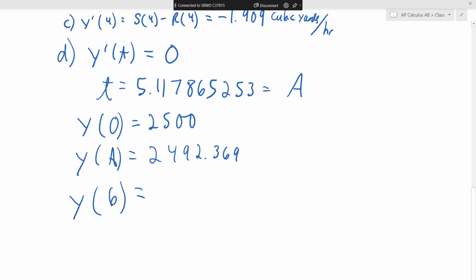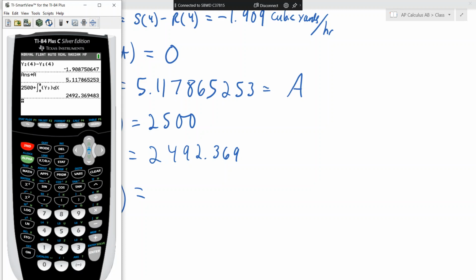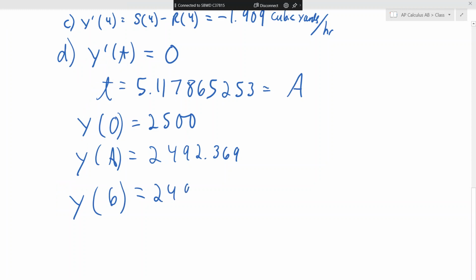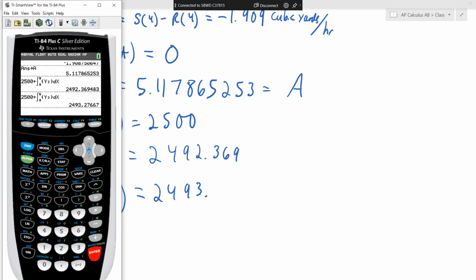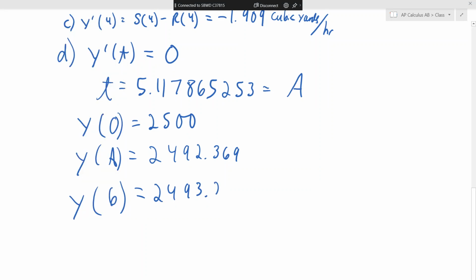And I'm going to do the same exact thing. Get my calculators back if you borrow one, please. But I'm going to change this to a 6 here, kids. This is going to be 2493.277. Then we're going to write a sentence. Here we go.